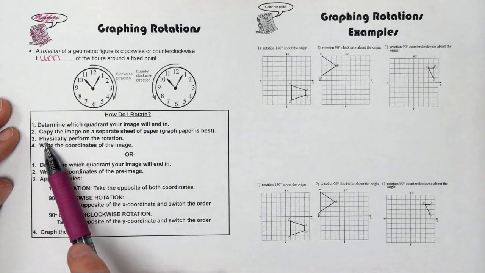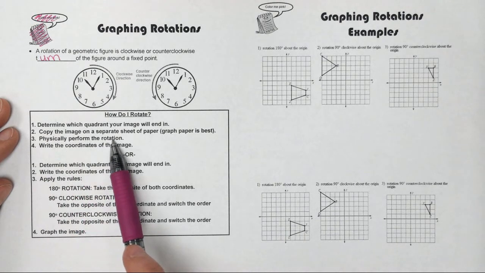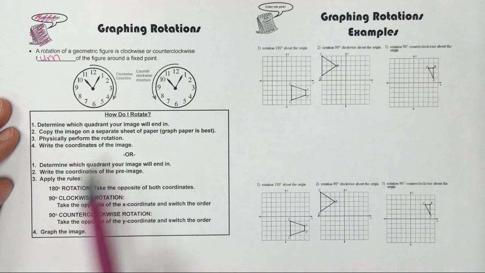Then we're physically going to perform the rotation. So we're copying the image, we're physically going to rotate the paper, and then we're going to write the coordinates of the image and graph.